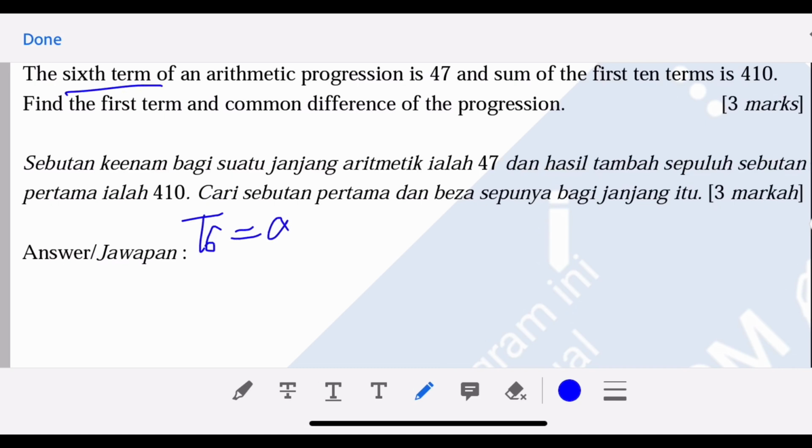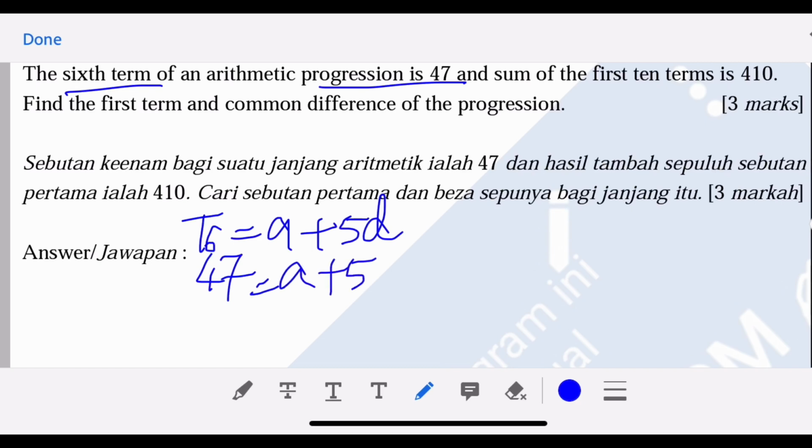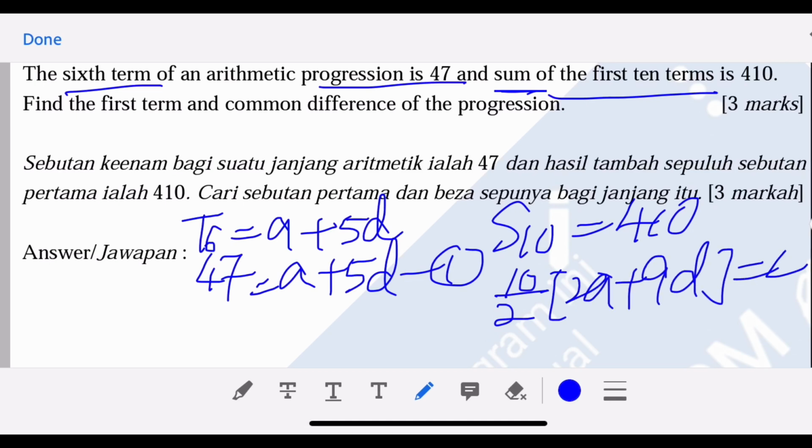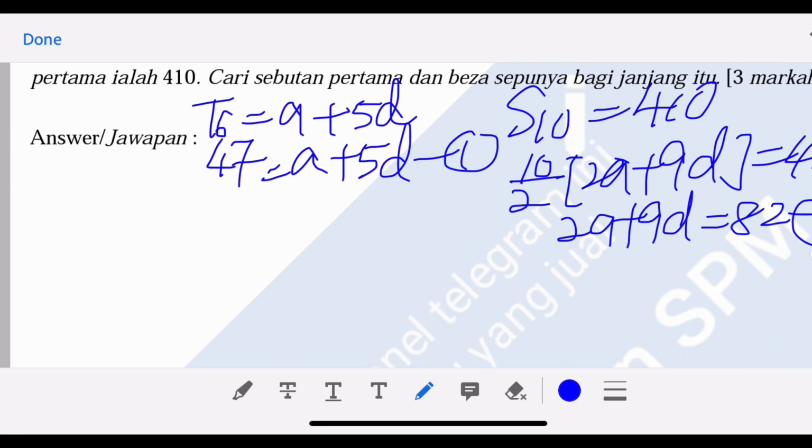Now for this question, for AP, the 6th term, whenever you see 6th term, you will write a plus 5d. When you see information given, T6, they give you 47, you write down one equation. Again, you will expect another equation. They say sum, so n is 10. So 10 over 2 times (2a plus 9d), remember n minus 1 d, equal to 410. You simplify the equation and solve it simultaneously. I'm sure you can get the answer for a and d, right? So a is the first term and d is the common difference.